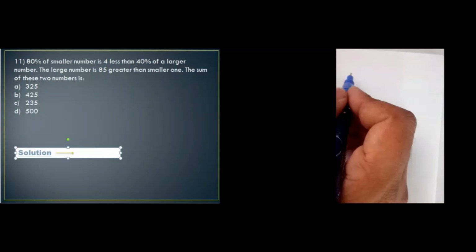So the next question is, 80% of the smaller number is 4 less than 40% of the larger number.